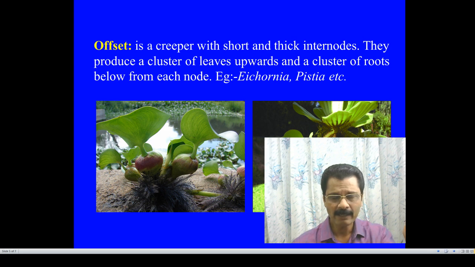See, in the other runner and stolon, the branchlets have numerous nodes and internodes. But here in the case of offset, you can see the branchlets are produced at only one internodal length. And this internode is thick and stout. And from the base of the nodal region, you can see the root system. Adventitious roots are produced and above, the shoot system. And this type of stem modification is called offset. Right? Could you follow me?